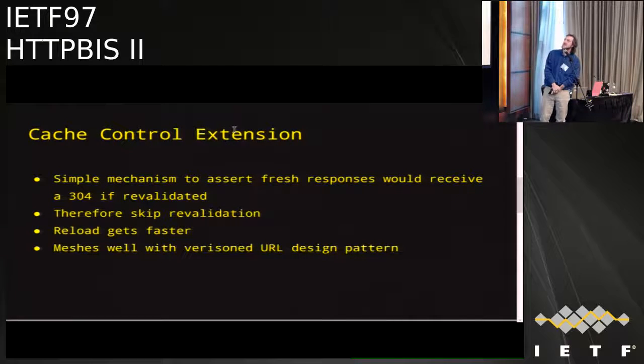Next. So we've got a cache control extension, which is well defined by the caching RFC. It's a simple mechanism to assert that fresh responses would receive a 304 if they were to be revalidated. Therefore, skip the revalidation and your reload gets faster. This meshes well with versioned URL design patterns where a particular resource only ever has one version.